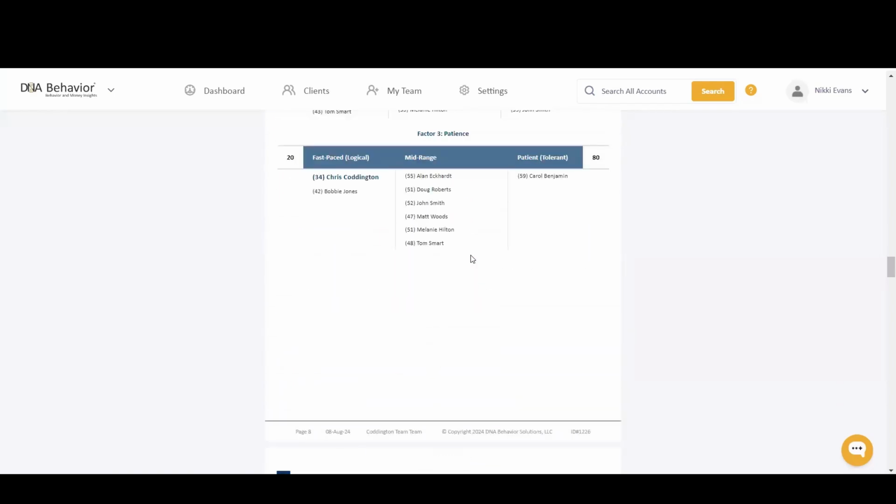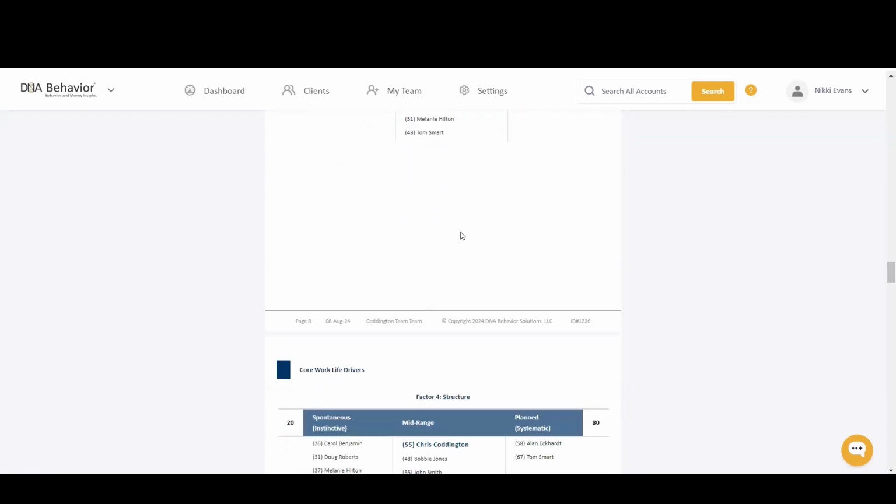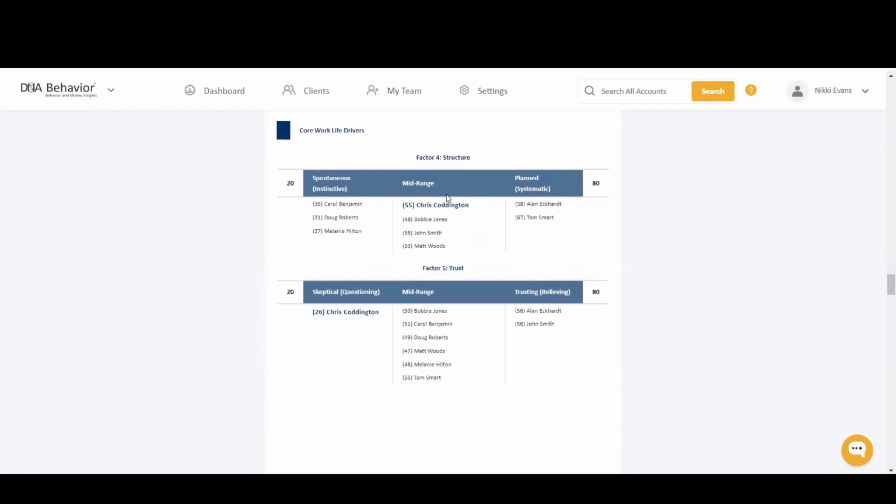Again, if we were looking just at John and Chris and that dynamic on the team of bringing John on, you see that John is kind of mid-range here, which is probably good for a team taking that fast-paced logical approach. John's going to also be able to take into consideration the people impact, the relational impact of those results that we're trying to drive. So that might be a good counterbalance to Chris, especially because he's not so far on the other side that he can't flex into driving that logic and task focus. They're both in the mid-range on structure.